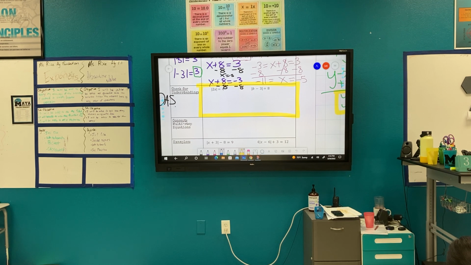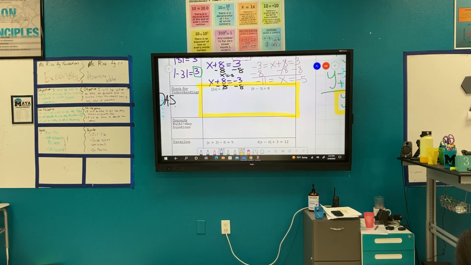Everybody who needs help on this, look over here. Can I combine my 2 and my x? No, we're not going to. They're not the same. So that means I have to make 2 separate equations, one being positive, one being negative. I'm going to have 2x equals 4. Then we have 2x equals negative 4.